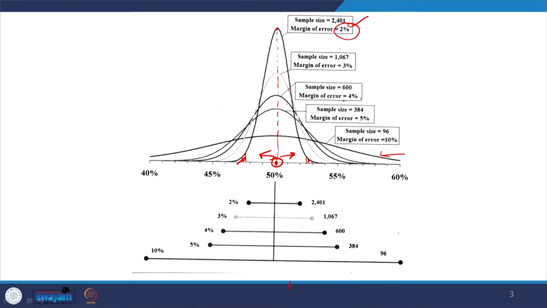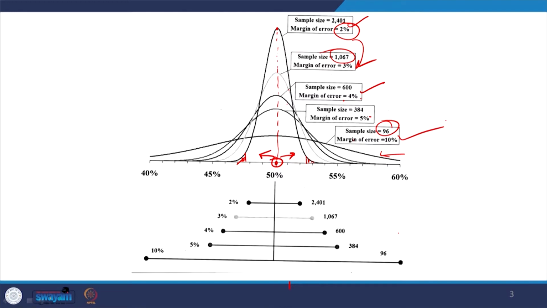When the sample size is smaller compared to the first one, your margin of error increases, because the distribution is now getting more chaotic. When the sample size is 600, the margin of error increases. Therefore, margin of error and sample size are inversely related to each other. When the sample size is only 96, the margin of error increases to 10%, as per an example. This is simply an example.